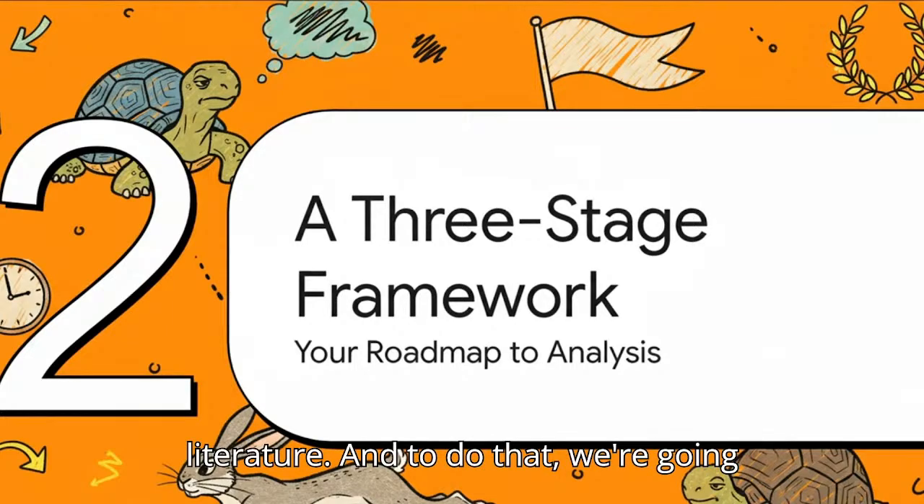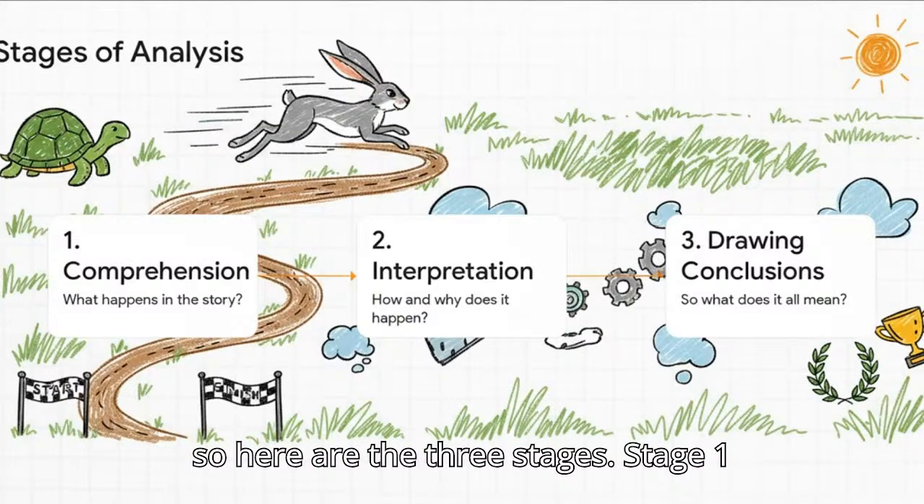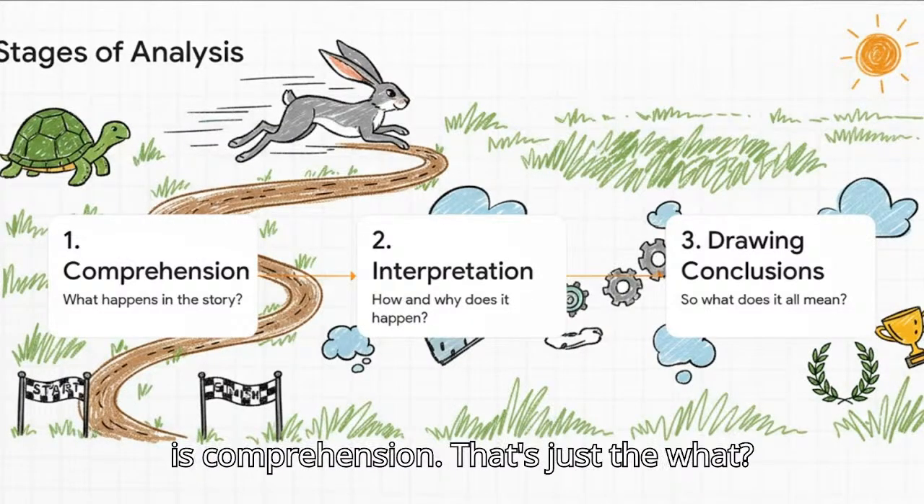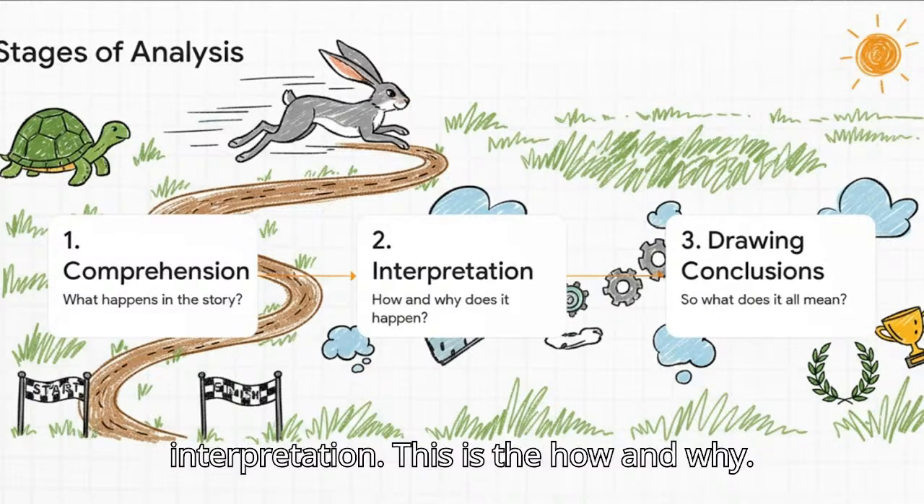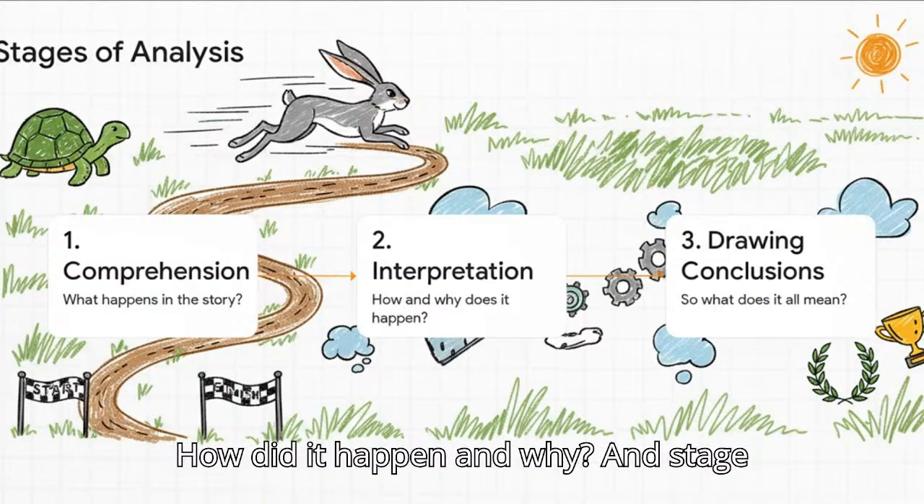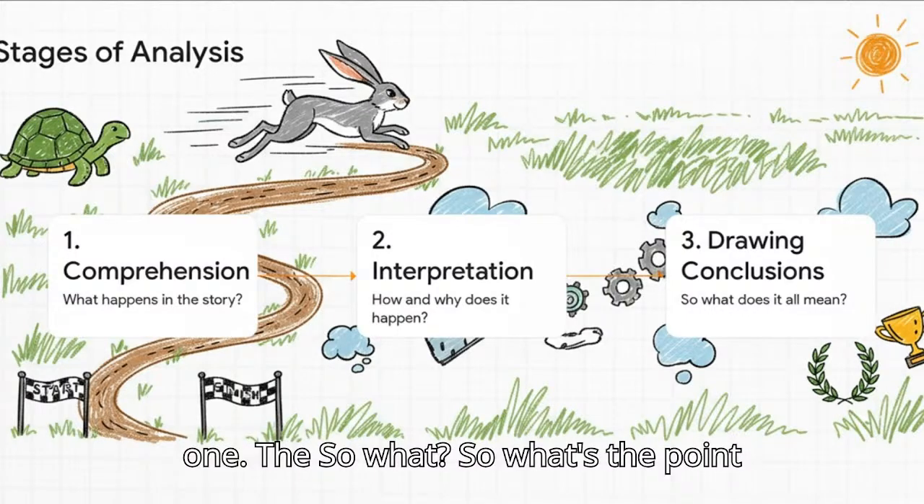And to do that, we're going to use a super simple but really powerful three-stage framework. Seriously, think of this as your roadmap, your secret decoder ring for any book, poem, or story you pick up. Okay, so here are the three stages. Stage 1 is comprehension. That's just the what. What literally happens. Stage 2, interpretation. This is the how and why. How did it happen and why? And stage 3, drawing conclusions. This is the big one, the so what. So what's the point of it all?